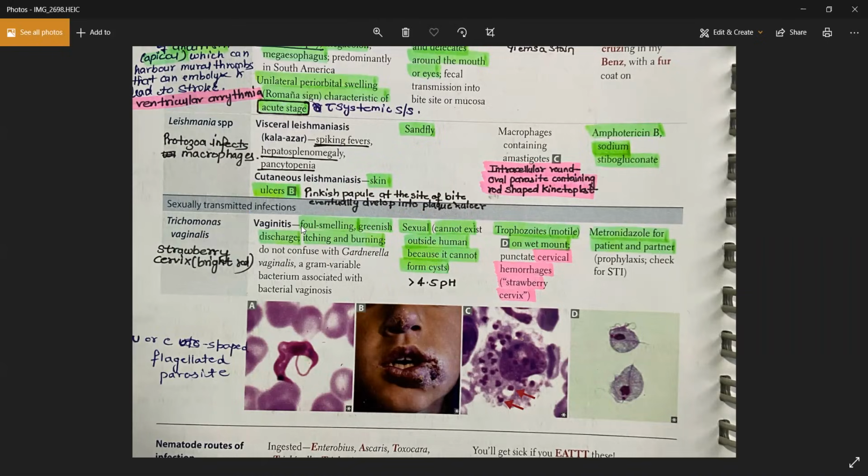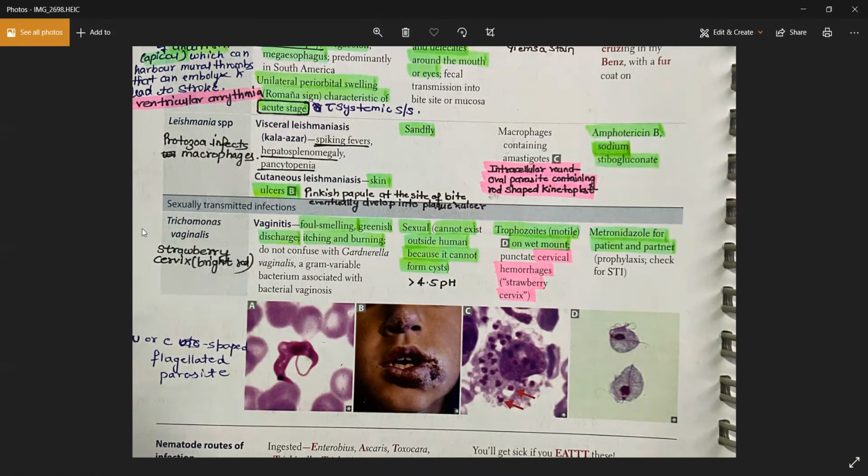But apart from these things, the discharge is greenish in color. In case of Candida, you have whitish, thick, cottage cheese-like discharge. In case of Trichomonas vaginalis, you will have this greenish discharge, which is very foul-smelling. Very important: foul-smelling, greenish discharge, and itching, burning pain, and redness would be there. Erythematous vagina, swelling would be there. Do not confuse it with Gardnerella vaginalis, which is a gram-variable bacterium. And what you can see is a strawberry cervix, or a red inflamed cervix.